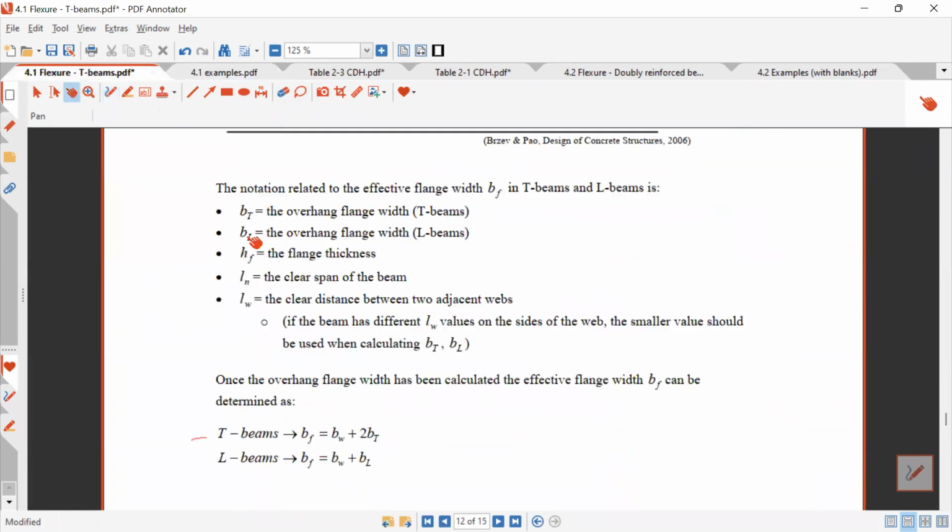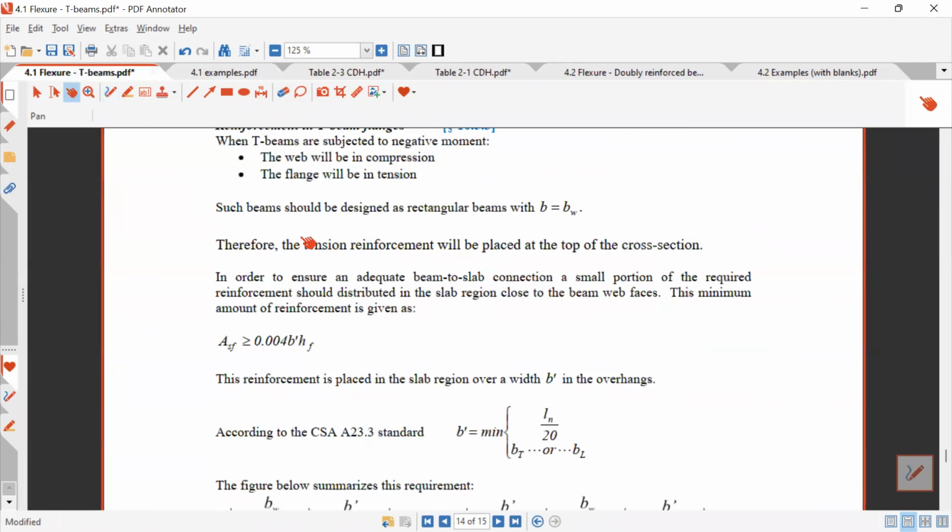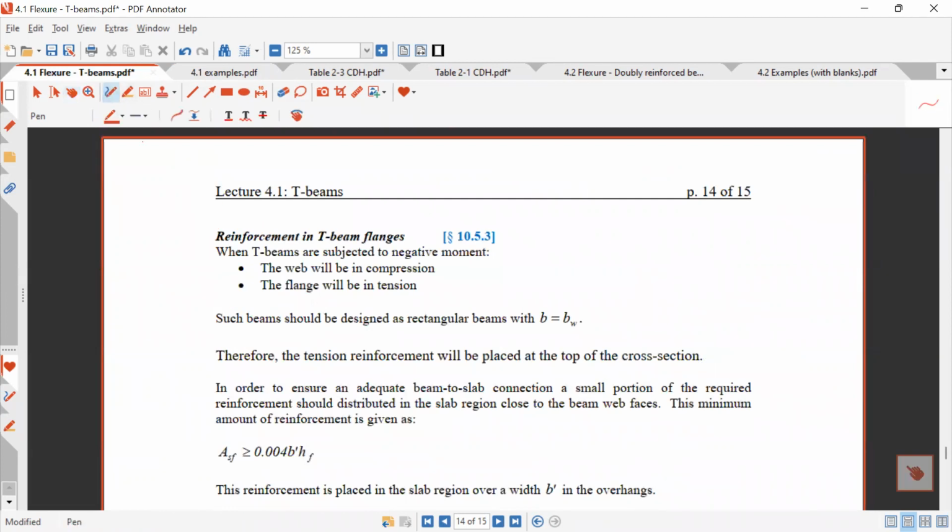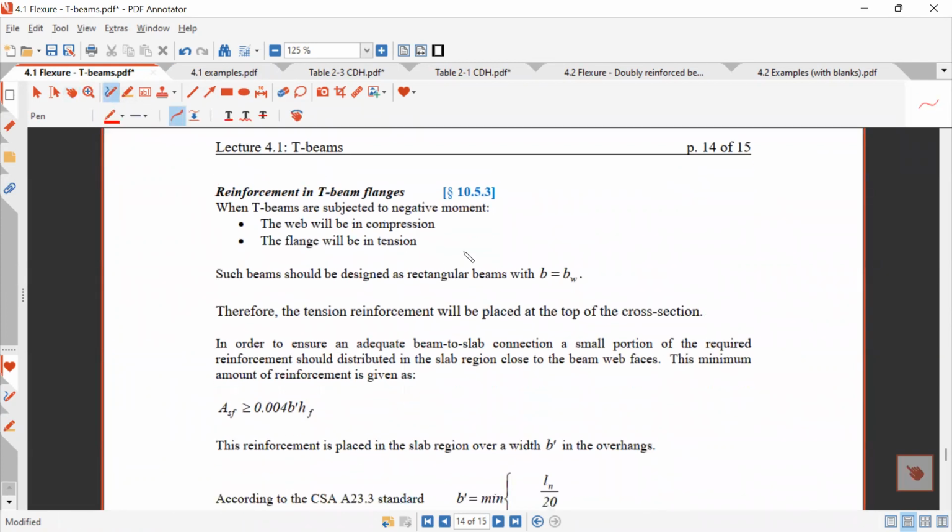If we continue with the handout, the last part, there are some other requirements. This is reinforcement in T-beam flanges. When you have negative moment, what's going to happen again? You're going to be in this situation. Tension at the top, compression at the bottom. So the steel, where is it going to be? It's going to be here at the top. Steel is at the top if M is negative.